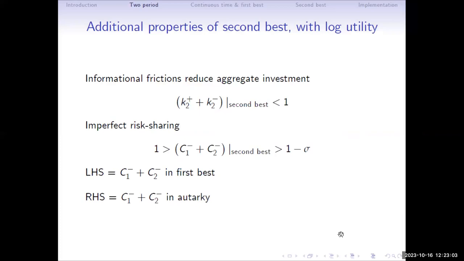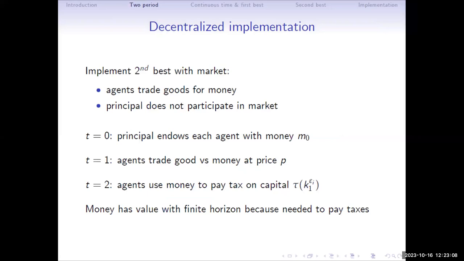And so now comes money. So far what we had was a direct mechanism. You observe something, you make a report to the principal. The principal will allocate consumption and investment across agents. No market, no price, no money.